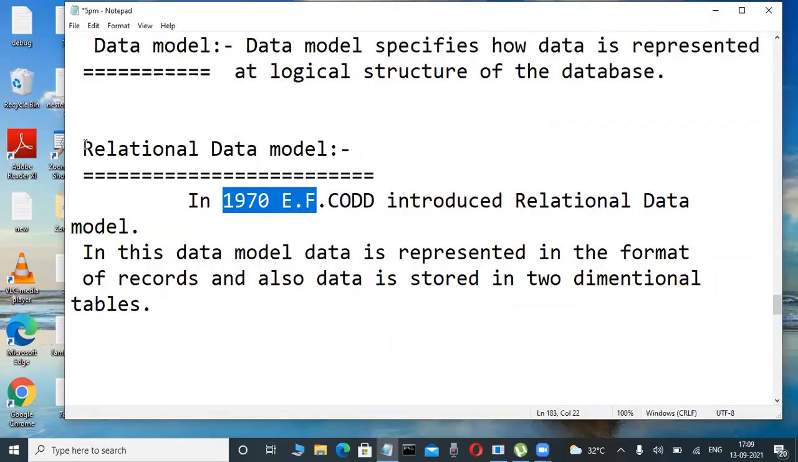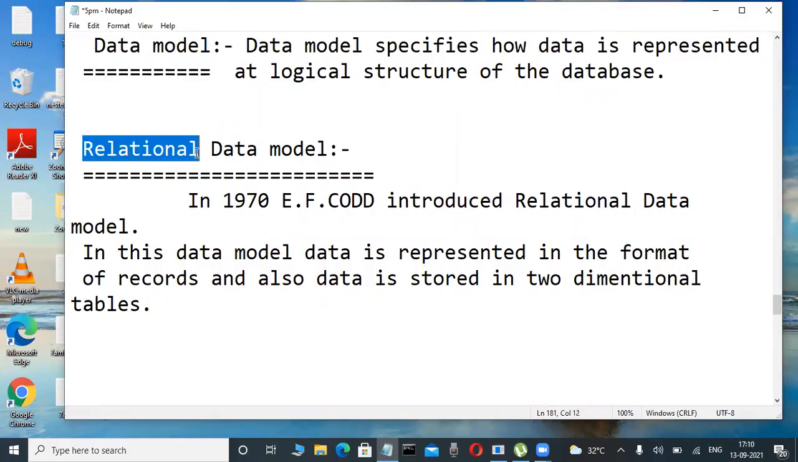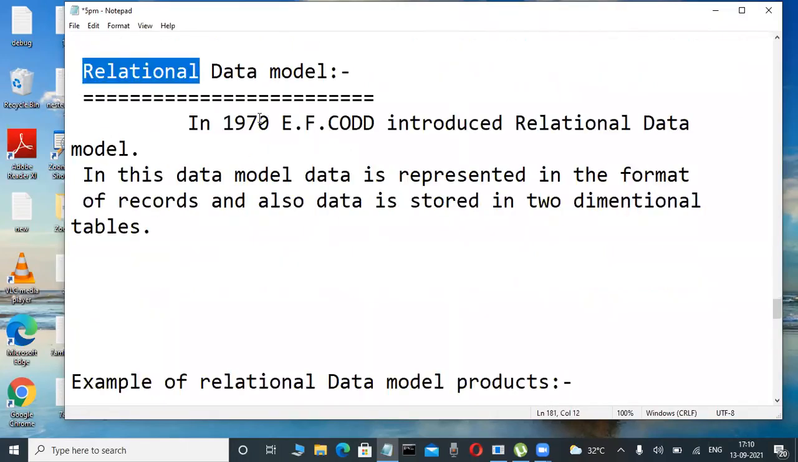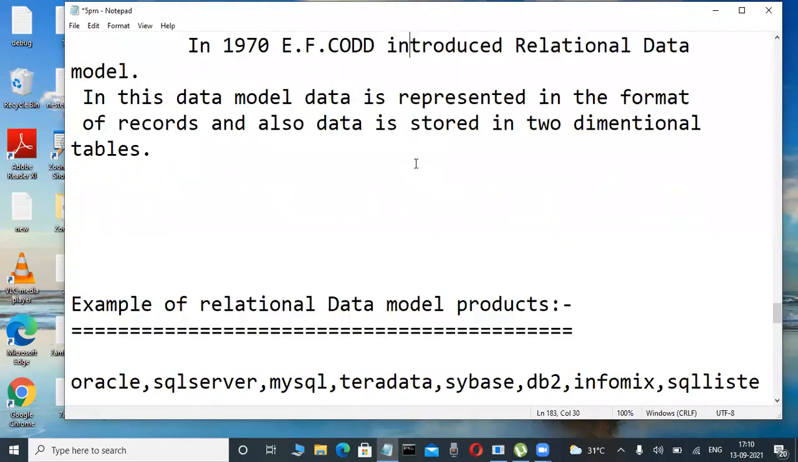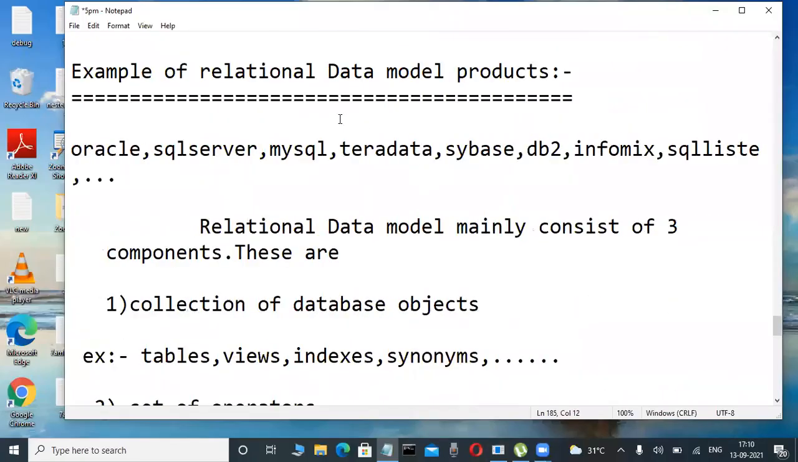From 1970 onwards, a new model came, and it is the popular model nowadays. So many database products are based on it. What is that? The relational data model. In 1970, E. F. Codd introduced the relational data model. In this data model, data is represented in the form of records, and data is stored in two-dimensional tables.